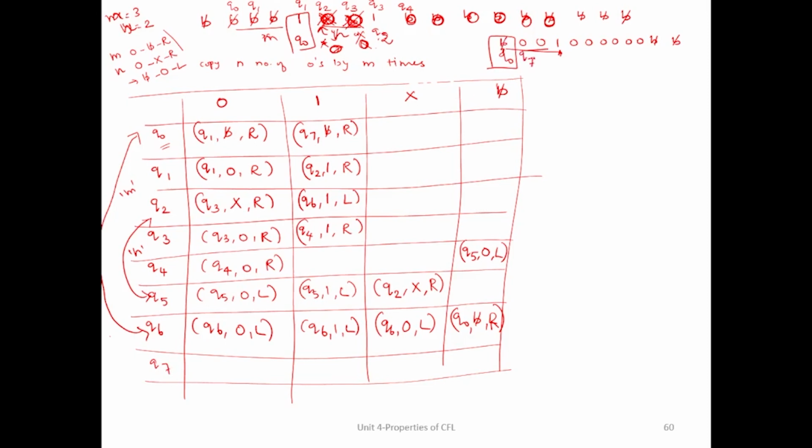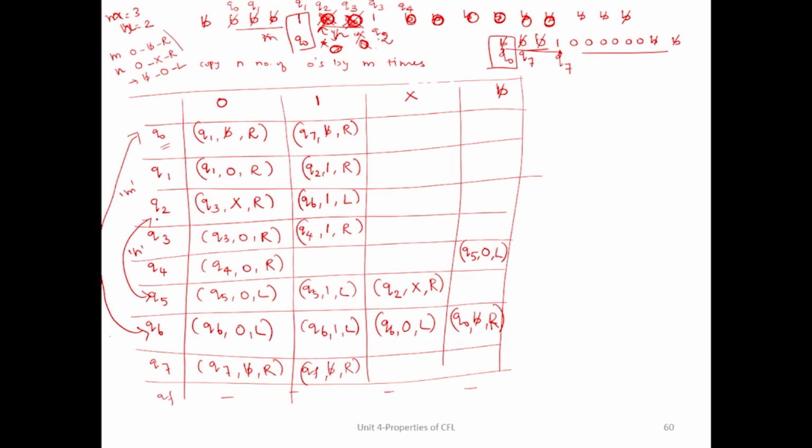Now the state is Q7. If Q7 reads 0, replace it as blank space, go to the right direction. So this is changed as blank space, this is changed as blank space, and when Q7 reads the second 1, that second 1 should be replaced as blank space, and finally we go to the final state. So only the tape contains 6 zeros in it. This is the way of implementing this concept.